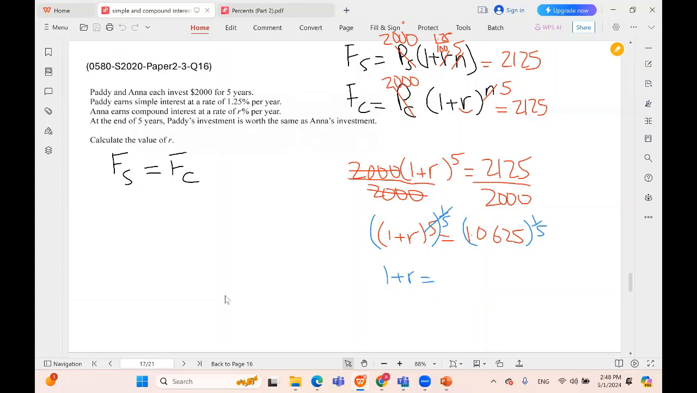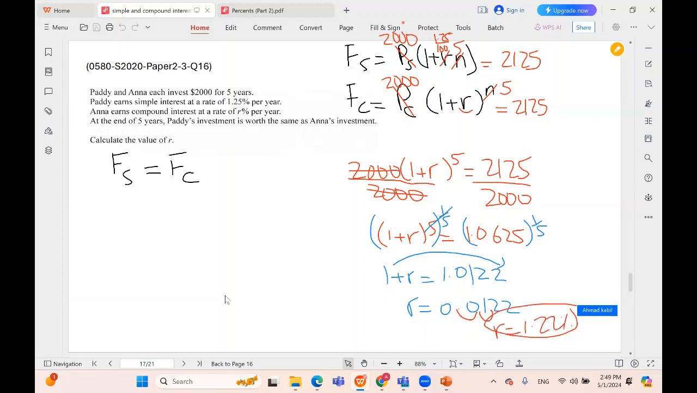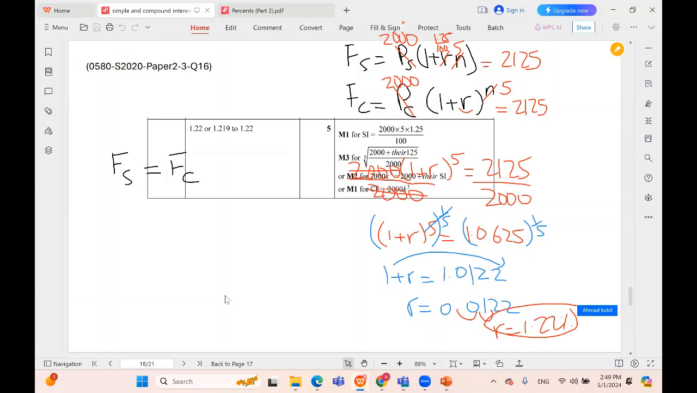This gives us 1.0122 on the calculator. And then we subtract 1, we take it to the other side, so R is 0.0122. This is, of course, the decimal value, not the percent, so we multiply by 100. So we get R equals 1.22%. This is the final answer here.